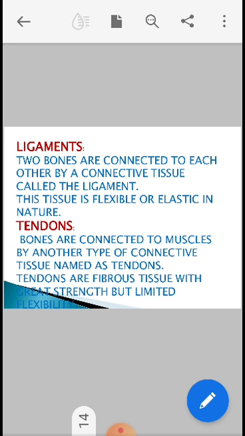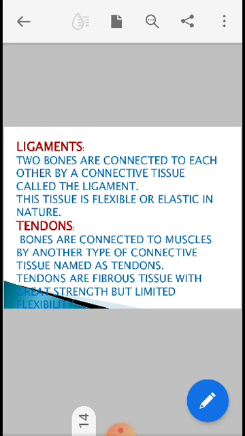Now what is the work of these tissues? They connect the bones. It is just like a thing that is present at the joint and which connects the two bones. It is flexible or elastic in nature. Now the major difference between ligaments and tendons is, tendons are the connective tissues that join or connect bones to muscles.